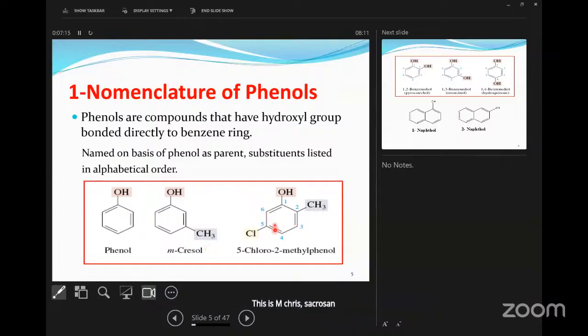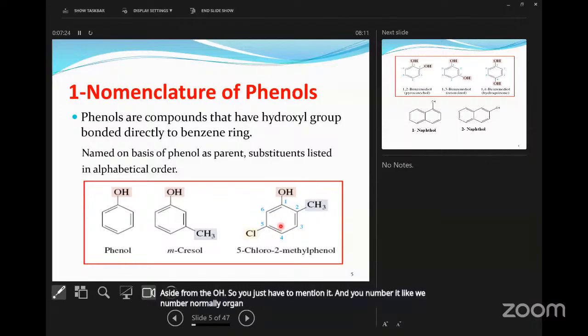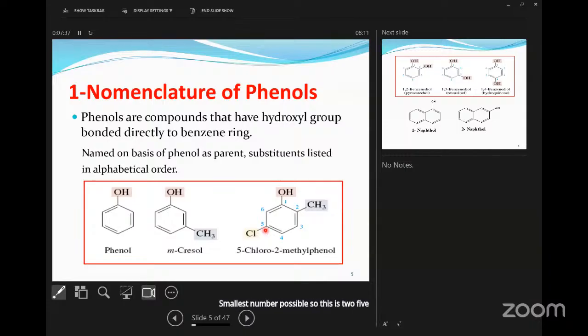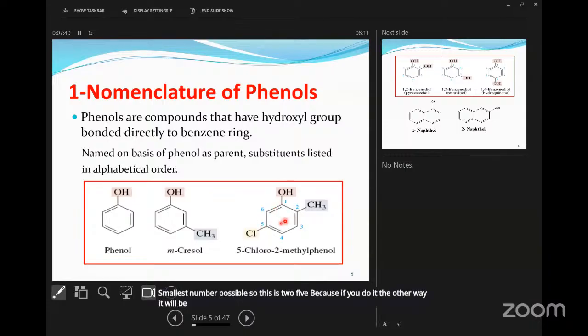But here we have two substituents aside from the OH, so you just have to mention them. And you number it like we number a normal organic compound in IUPAC naming, making sure that the substituents carry the smallest numbers possible. So this is 2, 5, because if you do it the other way, it will carry 3, 6. So 2, 5 is better than 3, 6. So it's better to go clockwise here than anti-clockwise. In some compounds, it may be anti-clockwise that will favor the smaller integers.